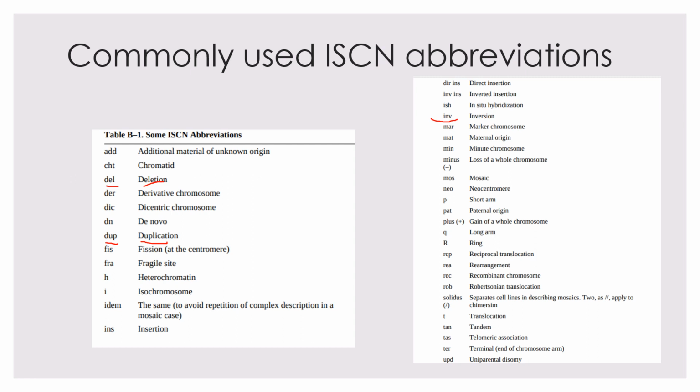So there are abbreviations for various anomalies within the chromosome. And by anomalies I mean deletion or duplication or a break, whatever it is.